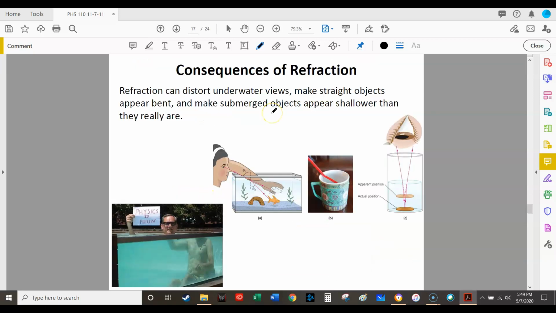So this happens a lot, right? Even if you're looking along the normal, the object is going to appear above where it actually is. The apparent position, or the sighted position, is going to be above where it really is, which is down here below.